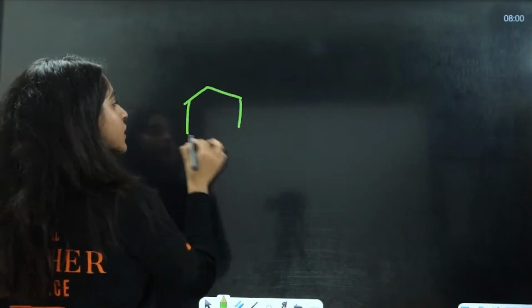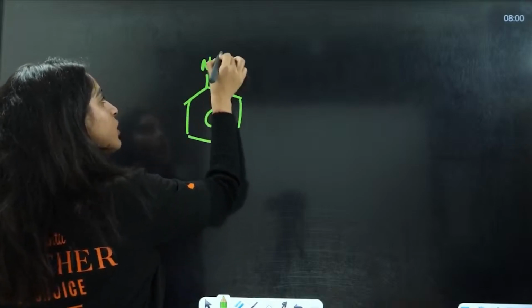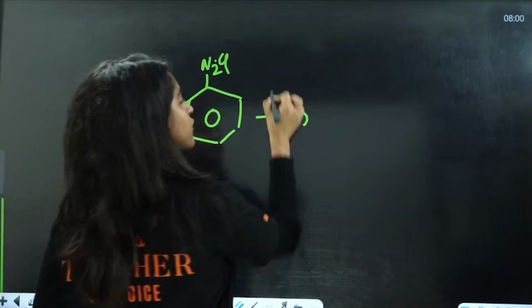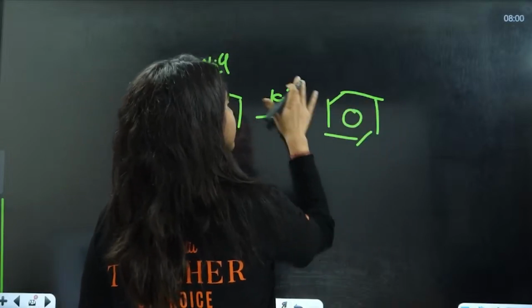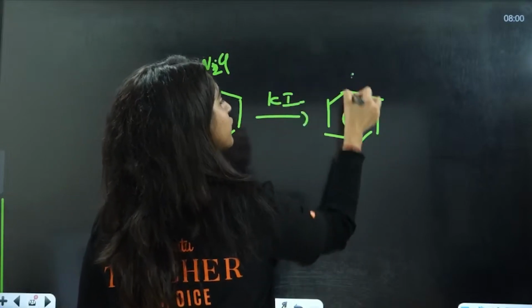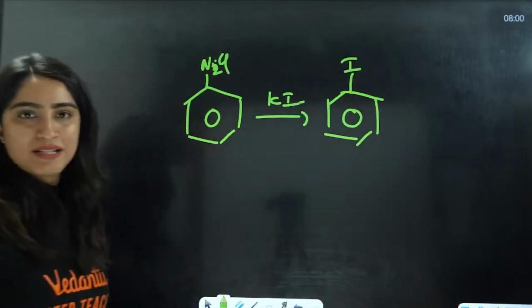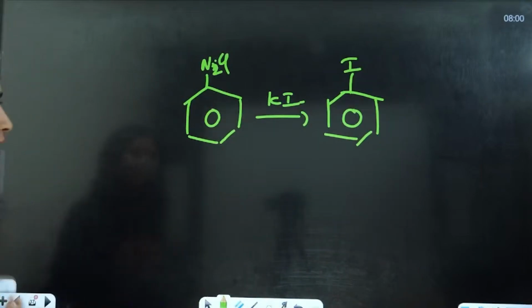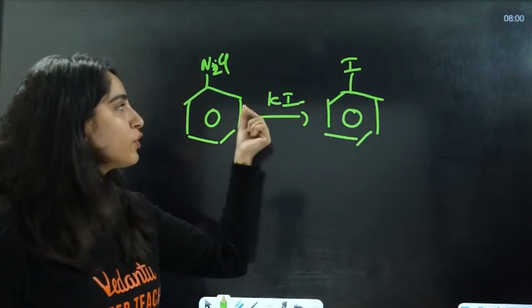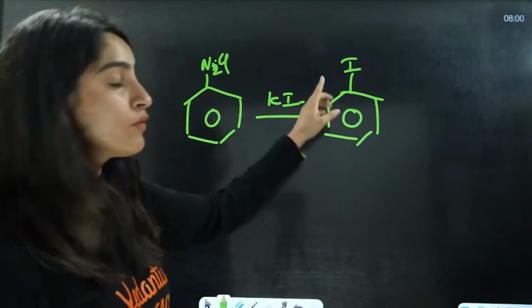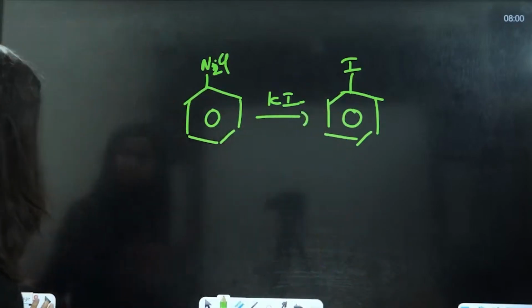One more thing here that I want to add. If you are reacting diazonium salt with KI, then you will have the formation of iodobenzene here, right? Okay, there is no name of this reaction. It's just a simple reaction. If you shake this with KI, then you will have the formation of iodobenzene here.